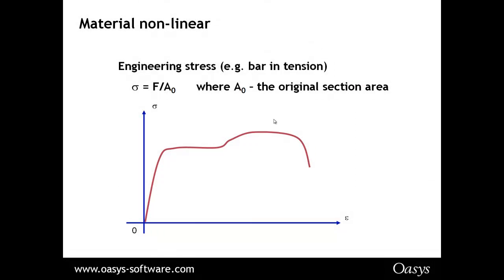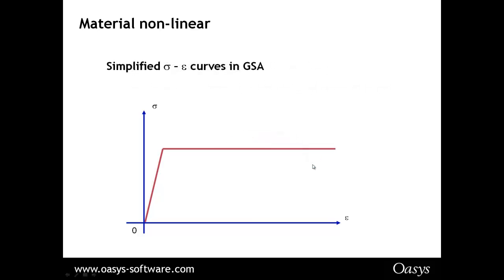Now, we've got material non-linearity in GSA. This is a little sketch of a steel stress-strain relationship, approximately. You can see we've got the elastic zone, yielding, plastic plateau, strain hardening, and then onto failure. In the GSA model, we have something a little bit simpler than that, which is just a linear relationship up to yield point, and then straight plastic, with no final failure point.